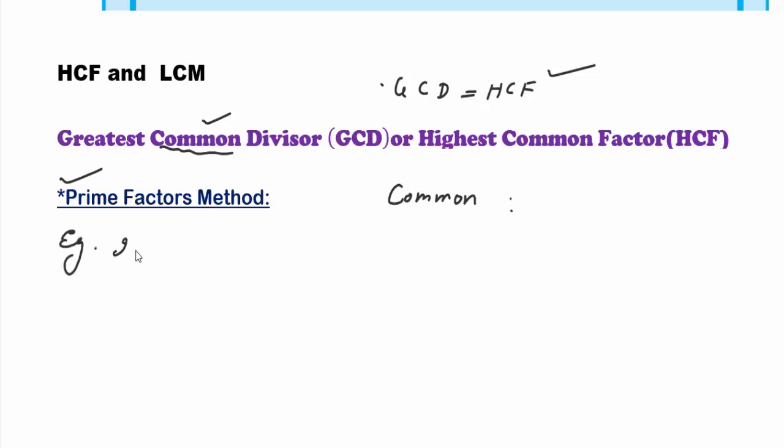For example, if you have the numbers 24 and 36 and we have to find out the greatest common divisor or HCF, highest common factor, what is our first aim? The prime factors method is that we need to find out the prime factors of these two numbers, then we will find out which one is the common divisor. In that we will see which one is the highest common factor or greatest common divisor.